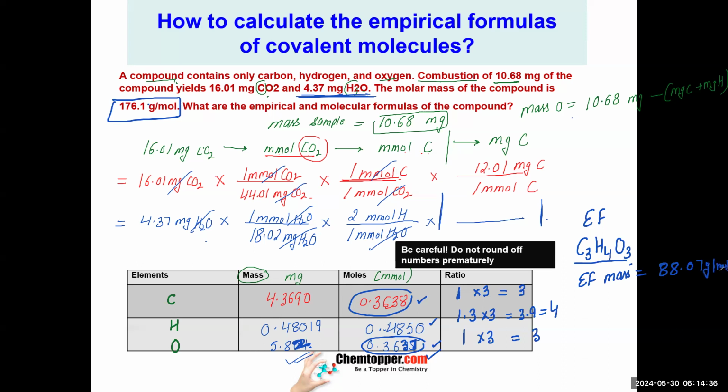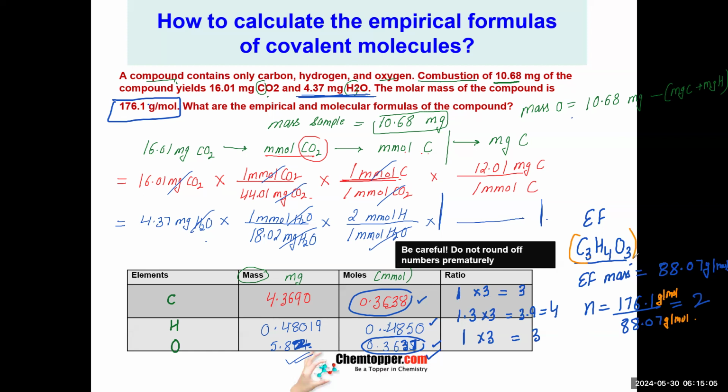Get the N factor. Akash, N factor. Amodita. N is 2. 176.1 over 88.07. So N is 2. N has no units. It's a number. It's the ratio of grams per mole. Grams per mole cancelled. Molar mass is grams per mole. It's a number. No units. So the empirical formula is this.